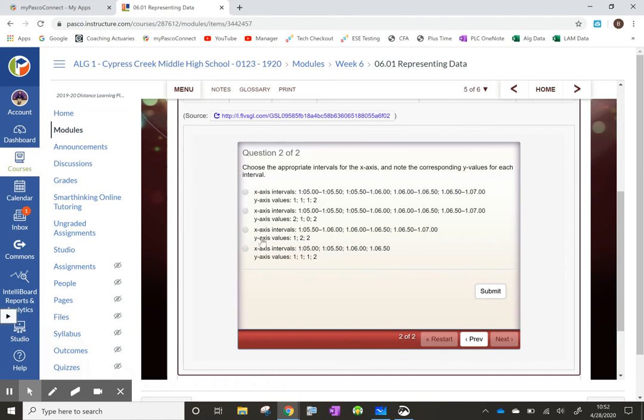Yes, and the difference between the first choice and the last choice is that in the last choice, these are not ranges of values. It's only a minute 5 even, a minute 5.5 even, a minute 6 even, and a minute 6.5 even. So I wouldn't want to go with that. I'd want to go with the range of values. So that's exactly what I showed you a second ago.